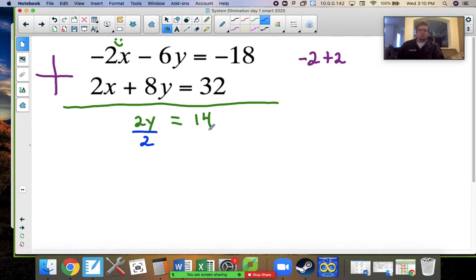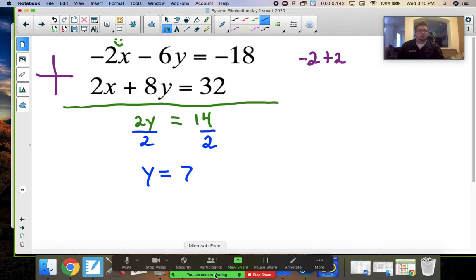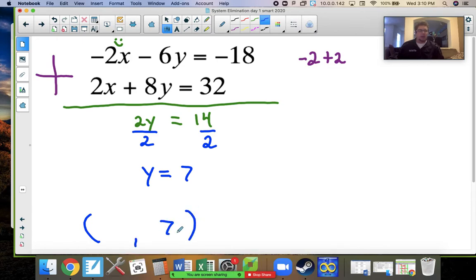I divide both sides by 2, and y equals 7. Just that quick, I have half of our answer. Now I need to go and find the other half. To do that, we're going to pick one of these equations, either 1 or 2. Doesn't matter which one we pick. I'm going to pick the second equation just because there aren't any negatives. It looks easier. That's all just a personal preference.